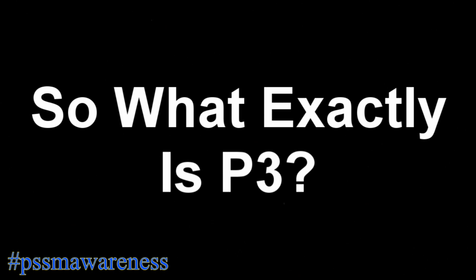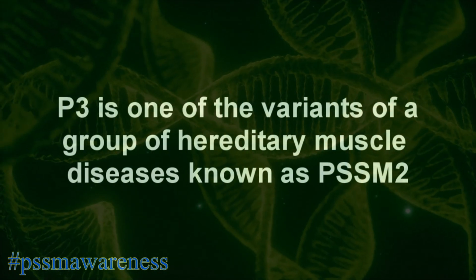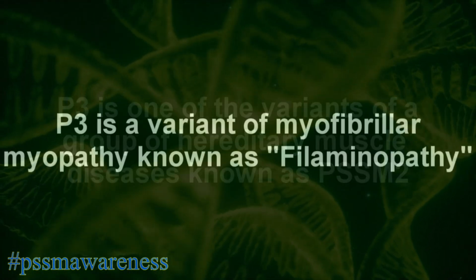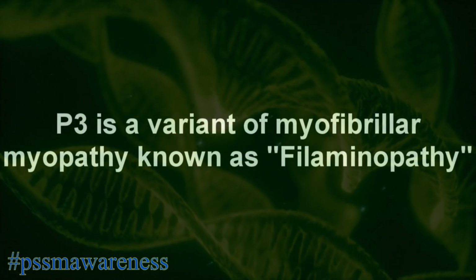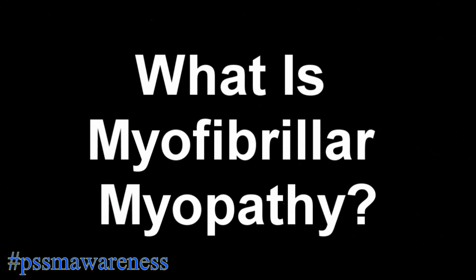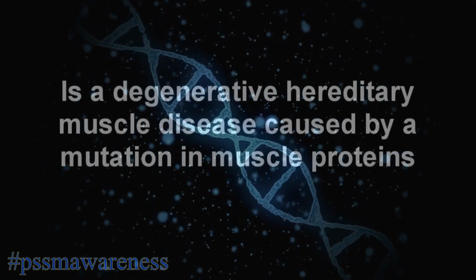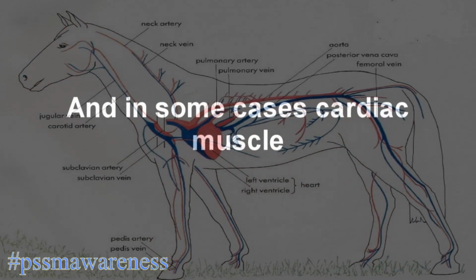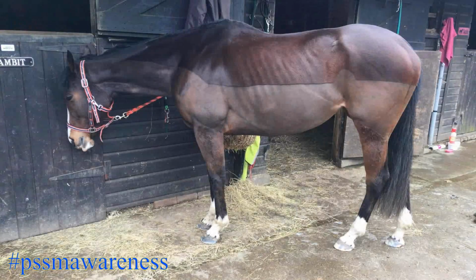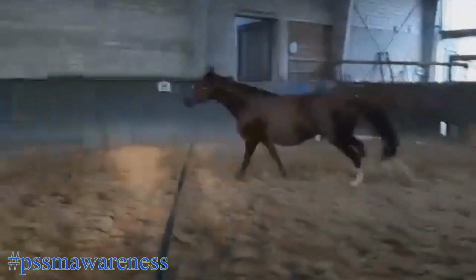Let's begin. So what exactly is P3? P3 is one of the variants of a group of hereditary muscle diseases known as PSSM2. P3 is a variant of myofibrillar myopathy known as filamin-c. What is myofibrillar myopathy? Myofibrillar myopathy, or MFM, is a degenerative hereditary muscle disease caused by a mutation in muscle proteins. Myofibrillar myopathy affects skeletal muscle and, in some cases, cardiac muscle. It causes muscle weakness, loss of muscle mass, and in cases where cardiac muscle is also affected, respiratory problems.